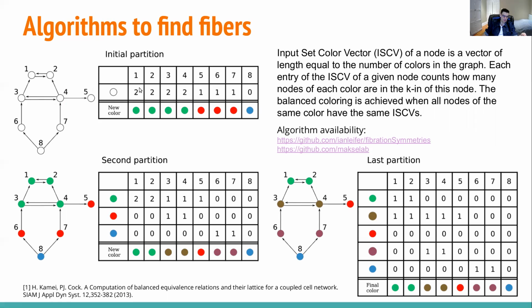So 2 receives from 1 and 4, so also 2. 3 receives from 4 and 6, also 2. 5 receives from 4, so only 1. 8 receives from nothing, so it's only 0. Now we found these input set color vectors.